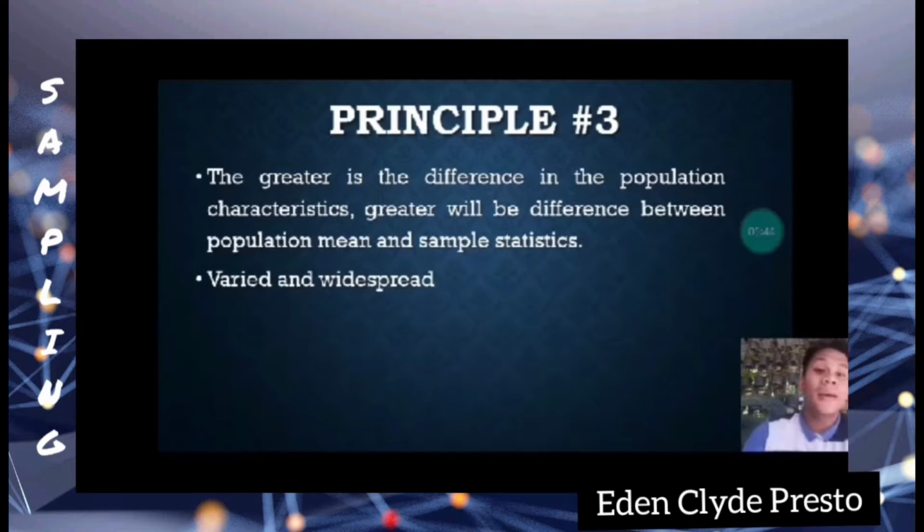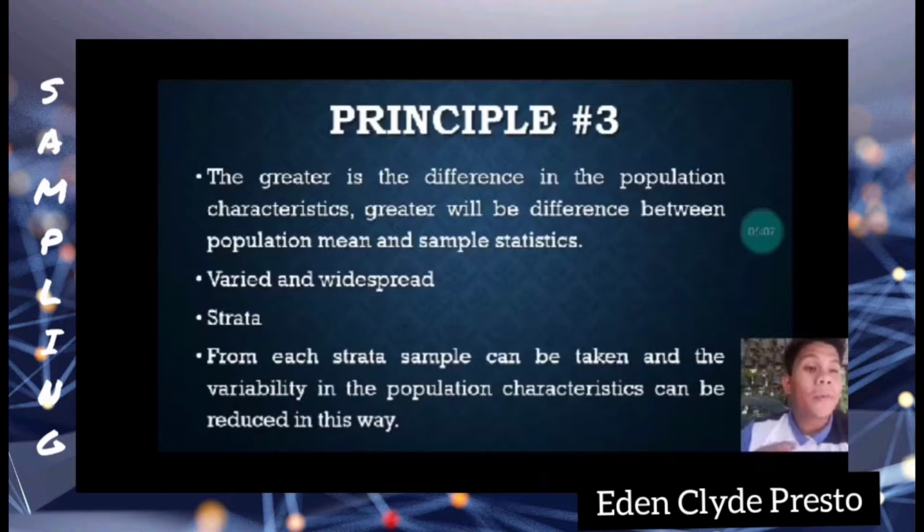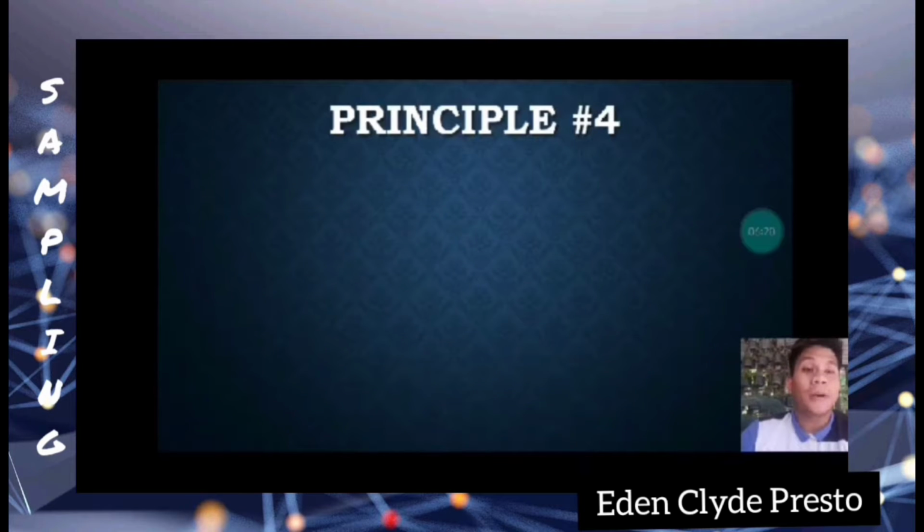So the sampling error can result, but it can be reduced by making a cluster or a strata of the population. So strata. By making a cluster or strata, ganyan. From each strata, a sample can be taken, and the variability in the population characteristics can be reduced in this way. So let's proceed to principle number 4.